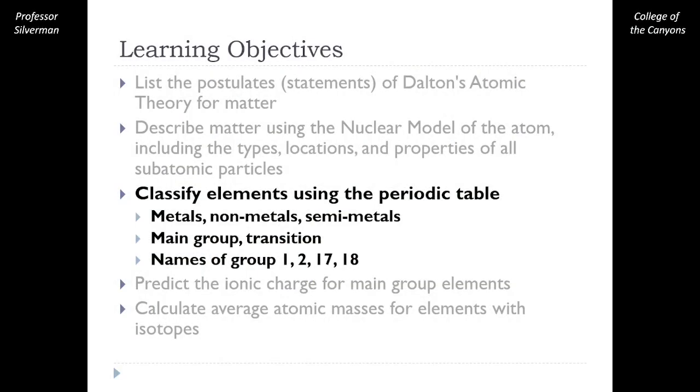Welcome in. Our objectives for this video: we want to be able to classify our elements using the periodic table. We'll talk about metals, nonmetals, and semimetals. We'll talk about main group and transition elements, and we'll identify the names for groups 1, 2, 17, 18.